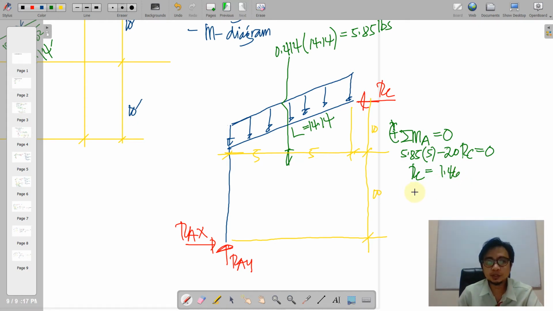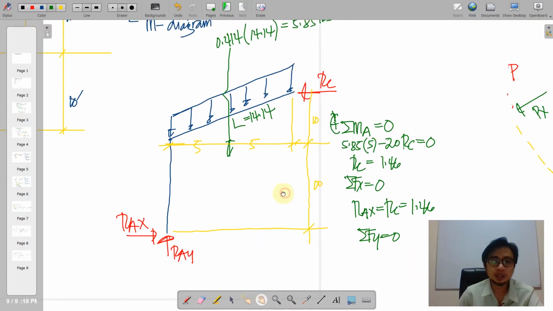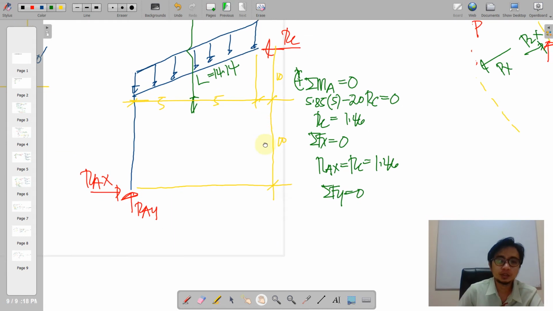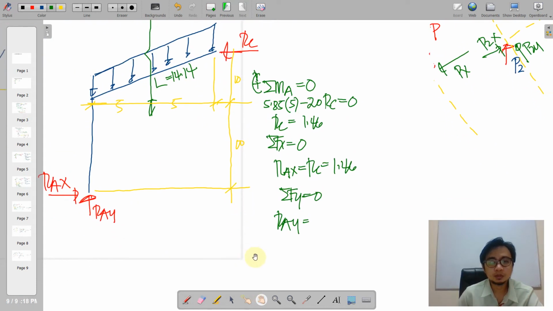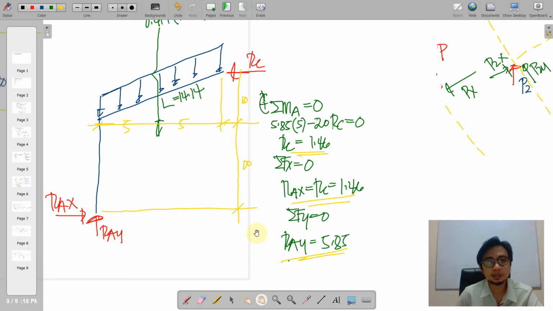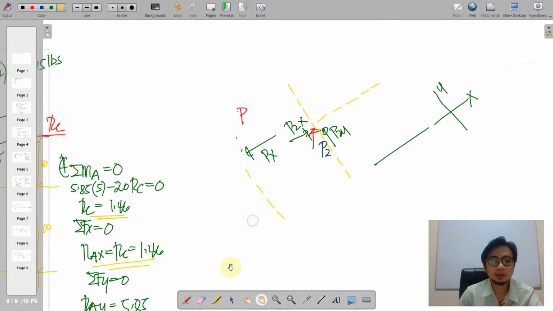So by summation forces horizontal, it's obvious that RAX will be just equal to RC, which is 1.46. And by summation forces Y, we can just conclude that RAY is simply equal to this vertical force here, equal to 5.85. So we have obtained the three reactions. So next is the load diagram. So we need to draw now the load diagram here.